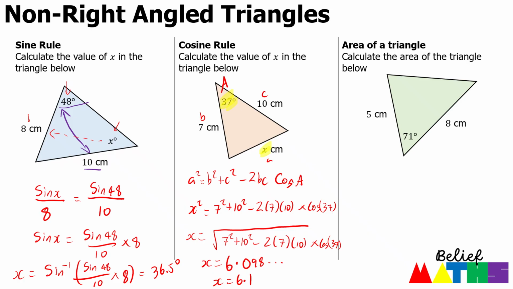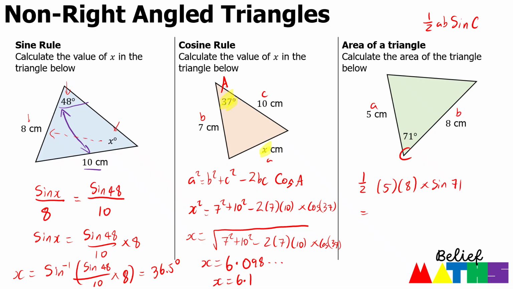So the formula for this is a half AB sine C. This is A, this is B, and C is the angle between them. And it has to be the angle between the two sides, you know. So we've got a half times 5 times 8 times the sine of 71.